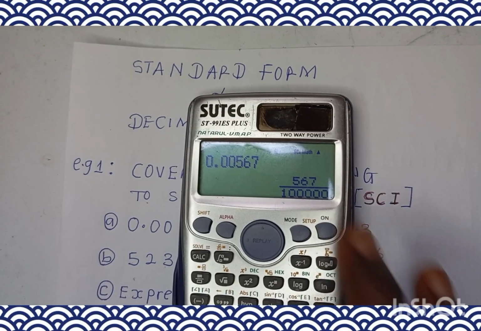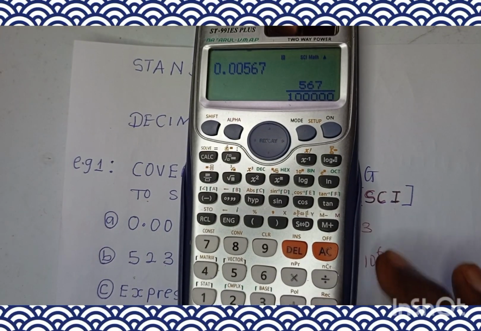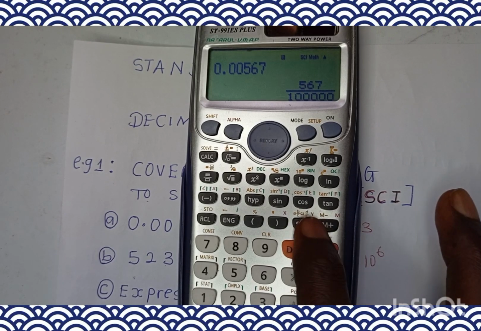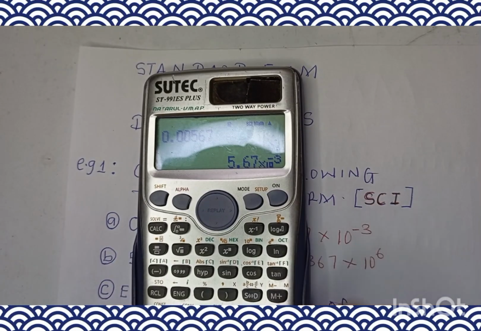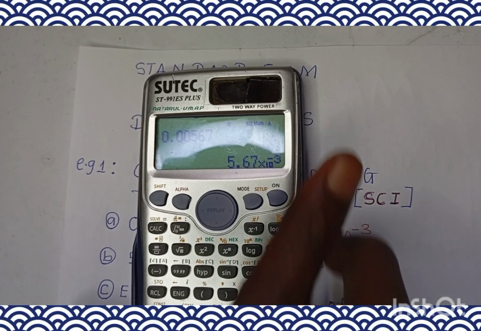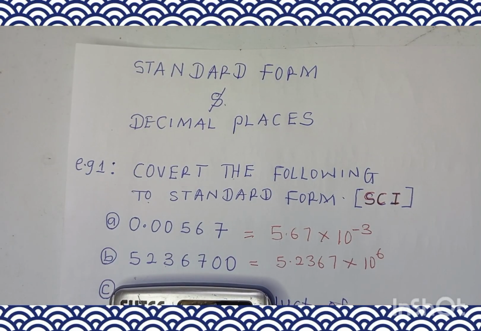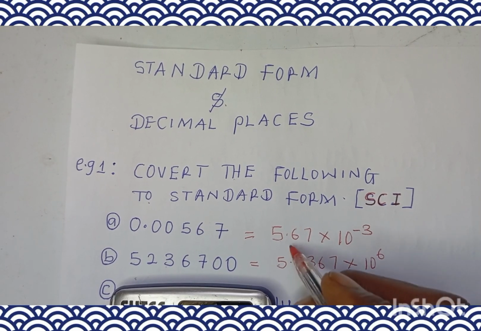Then to show it in fraction form, you hit this button S-D to bring it back to normal. So you can see the answer is 5.67 times 10 raised to the power minus 3, and that's what we have here as the answer.